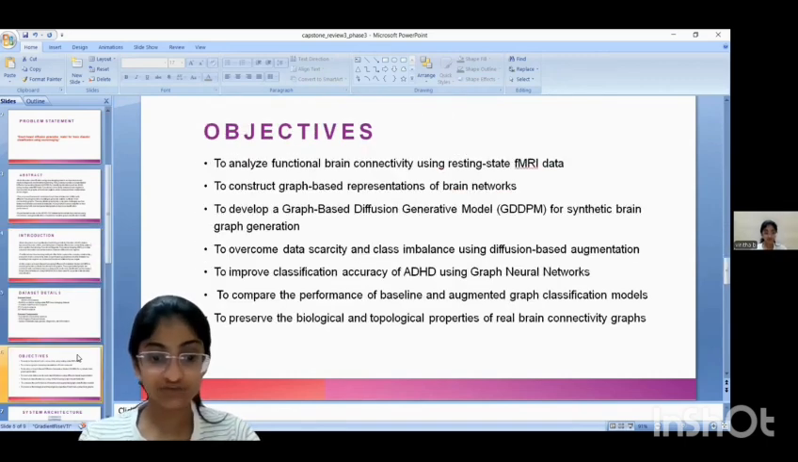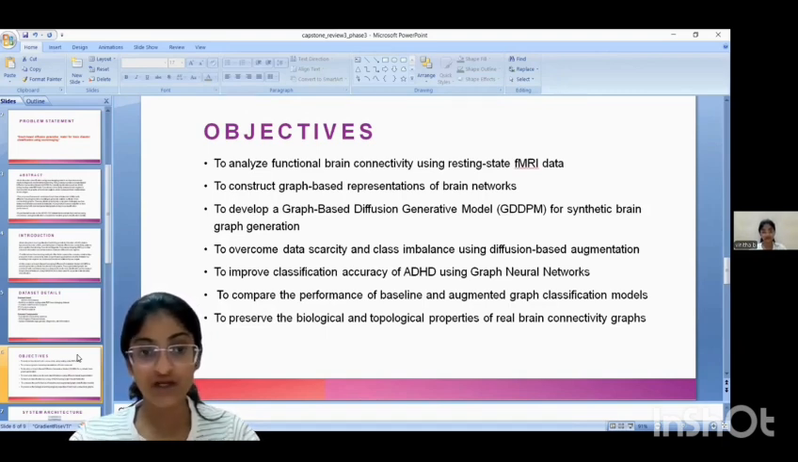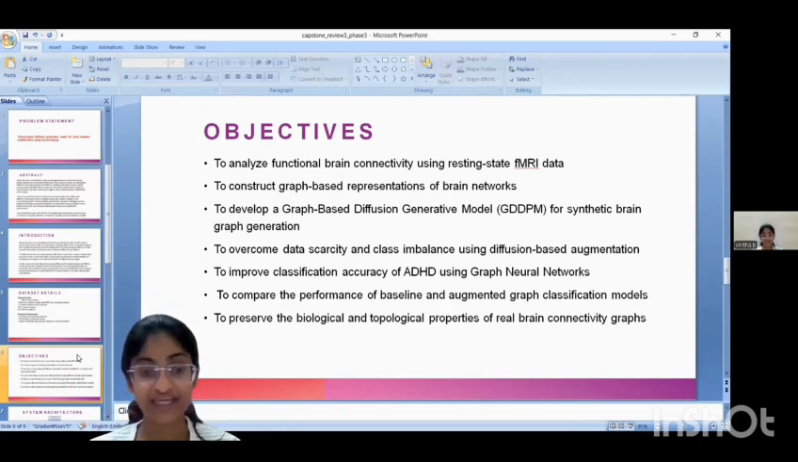Coming to the objectives of our project: to analyze the brain connectivity using fMRI data, to construct the graph based representation of the brain network, to generate synthetic brain graphs using the GDDPM, to solve the data scarcity and class imbalance problems, to improve the ADHD classification accuracy using neural networks, and to compare the baseline and augmented model performance. Architecture diagram.